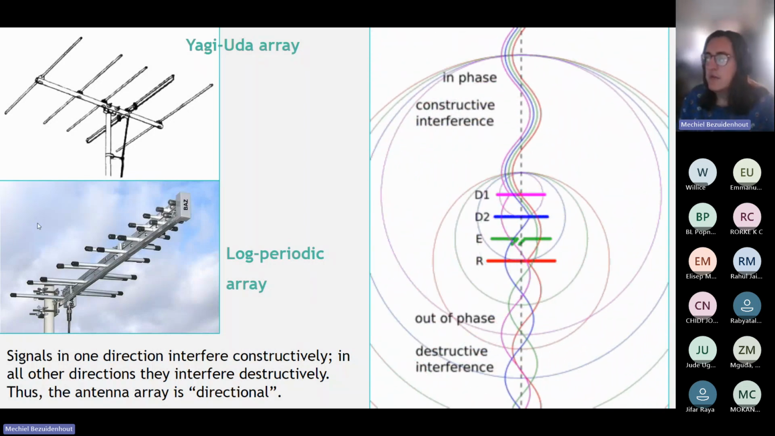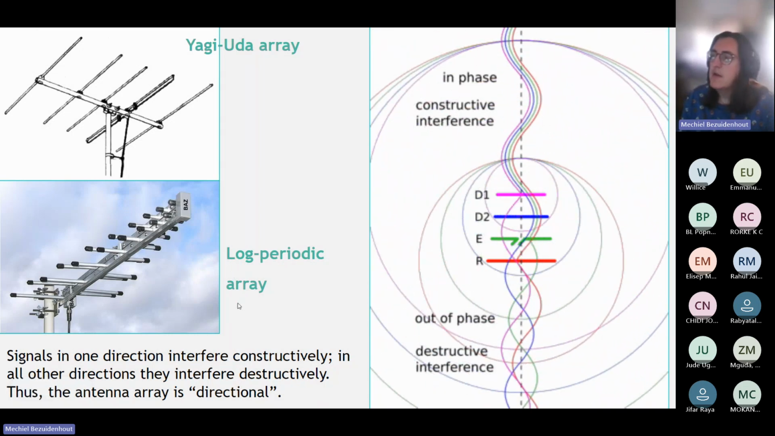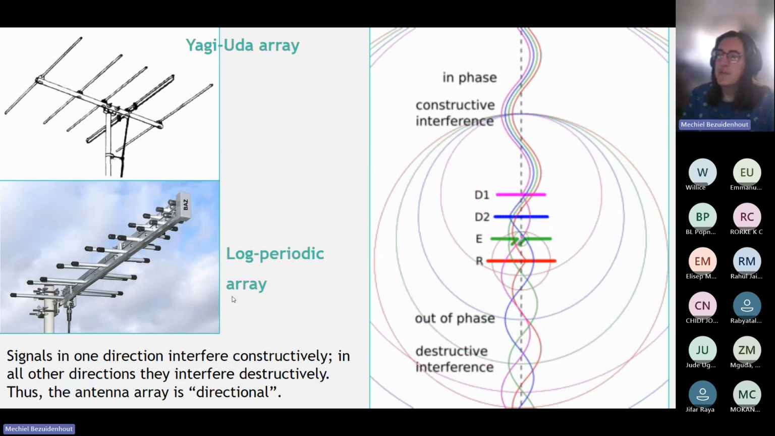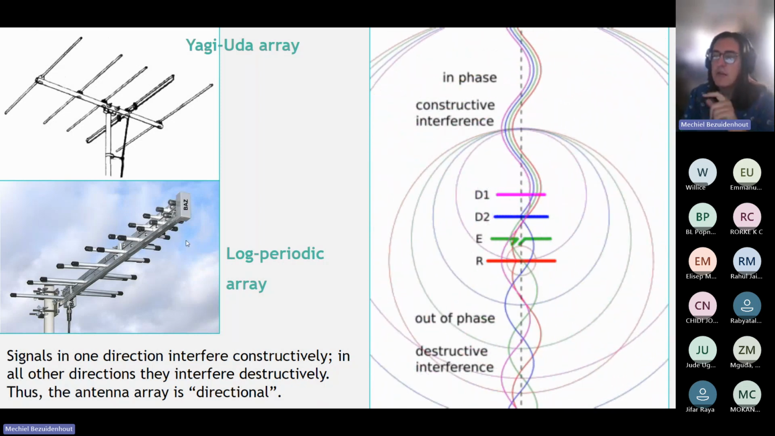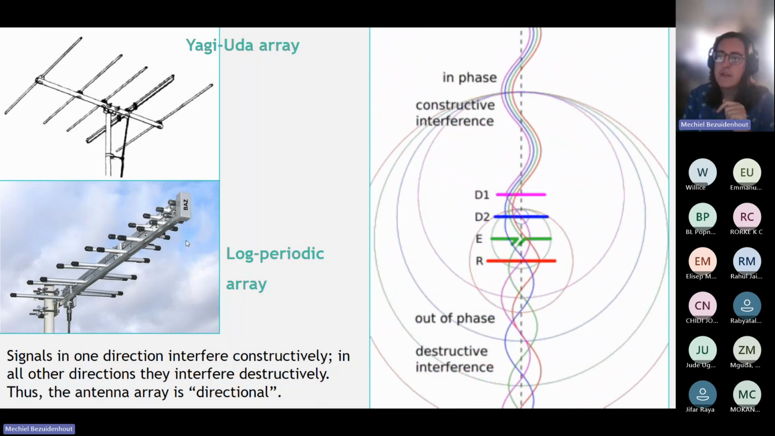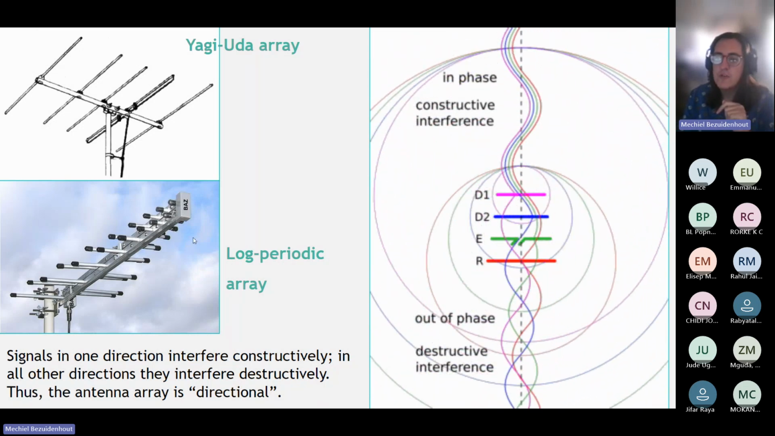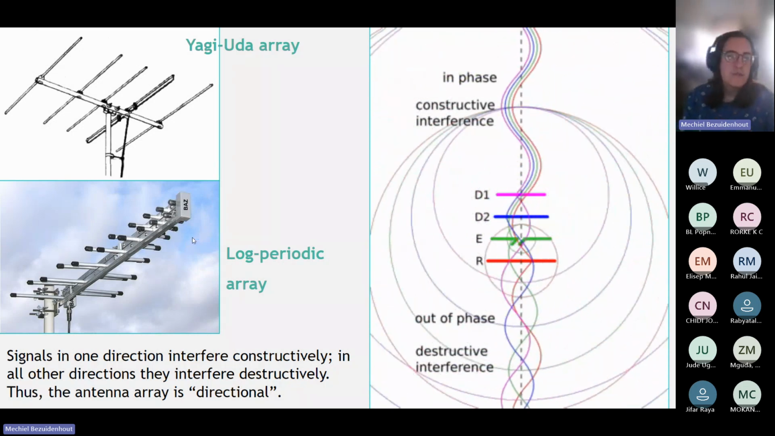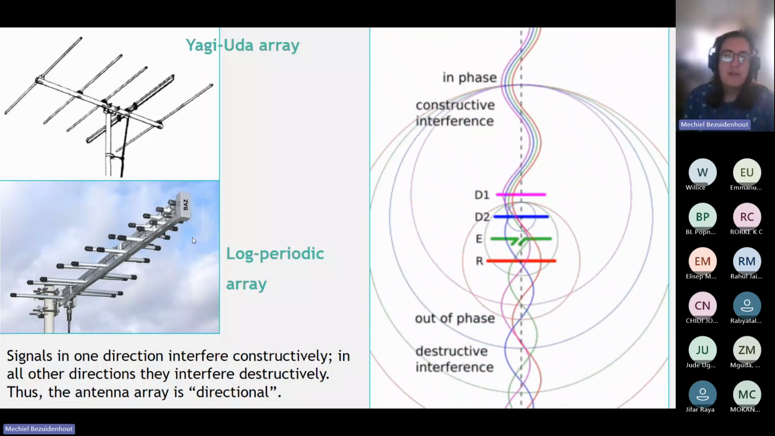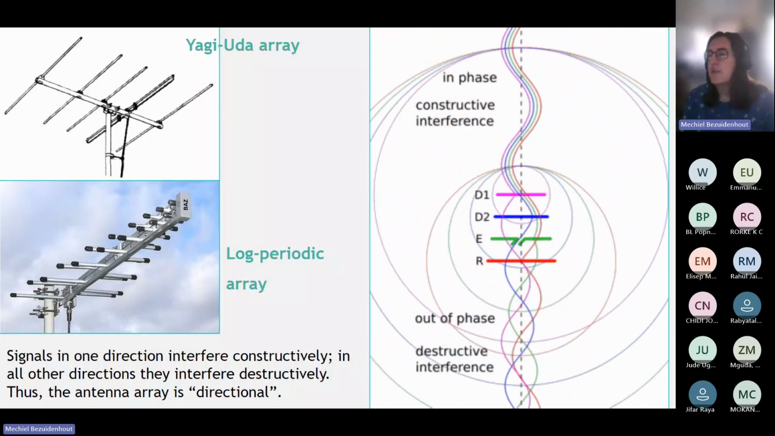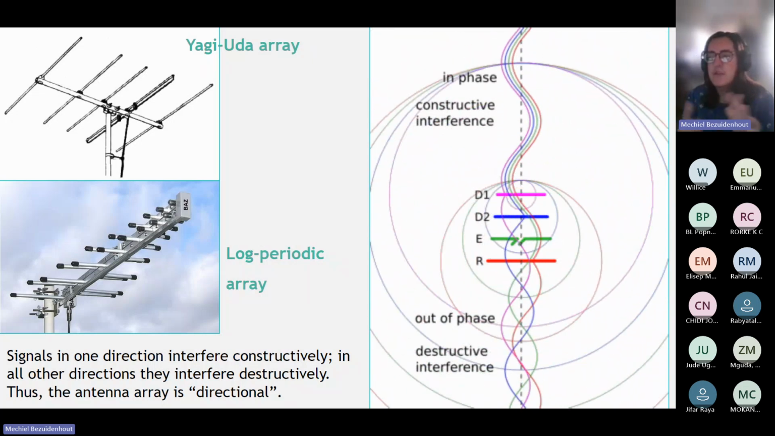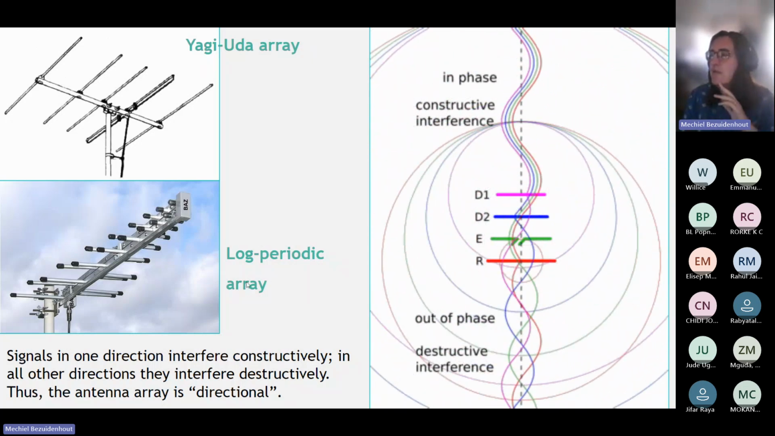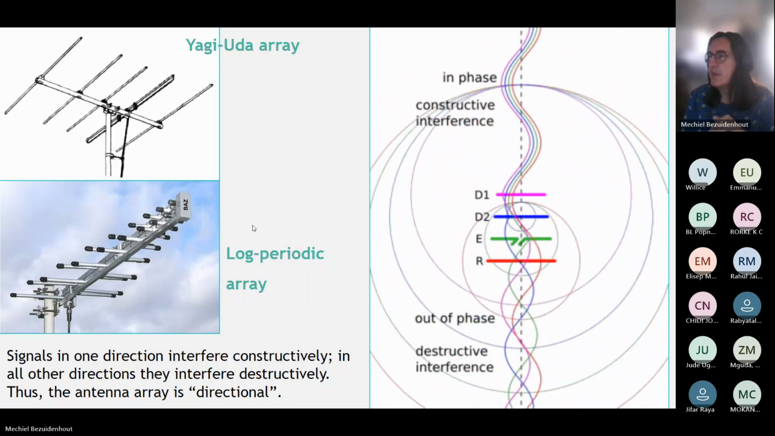On the bottom left here shows a log periodic array, which is basically a bunch of Yagi-Uda arrays stacked on top of one another. But you can see that there are different lengths of these horizontal rods, and the length of those rods corresponds to the wavelength that it's able to receive. So using this kind of setup, you can receive multiple different frequencies at the same time.